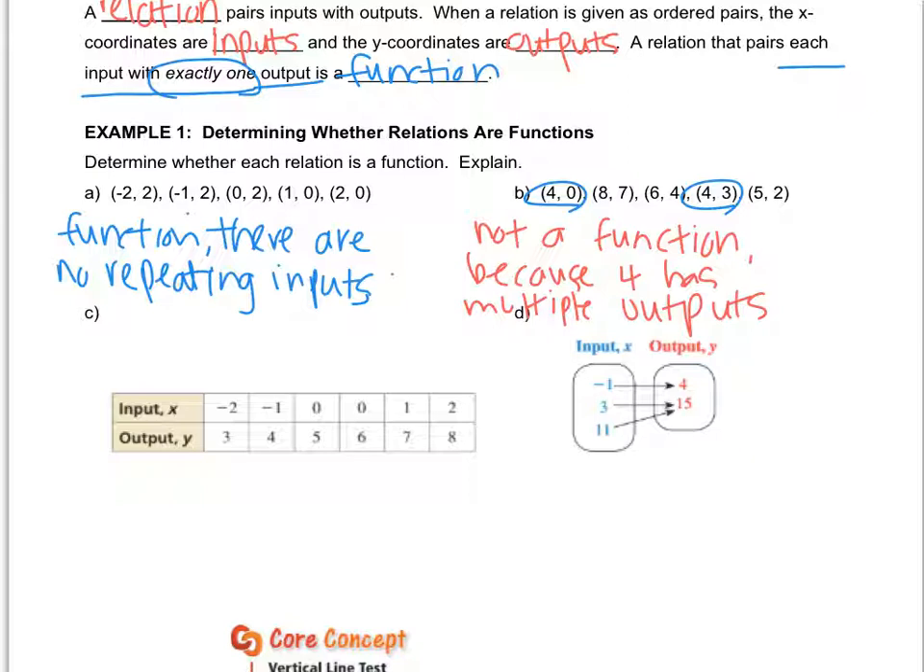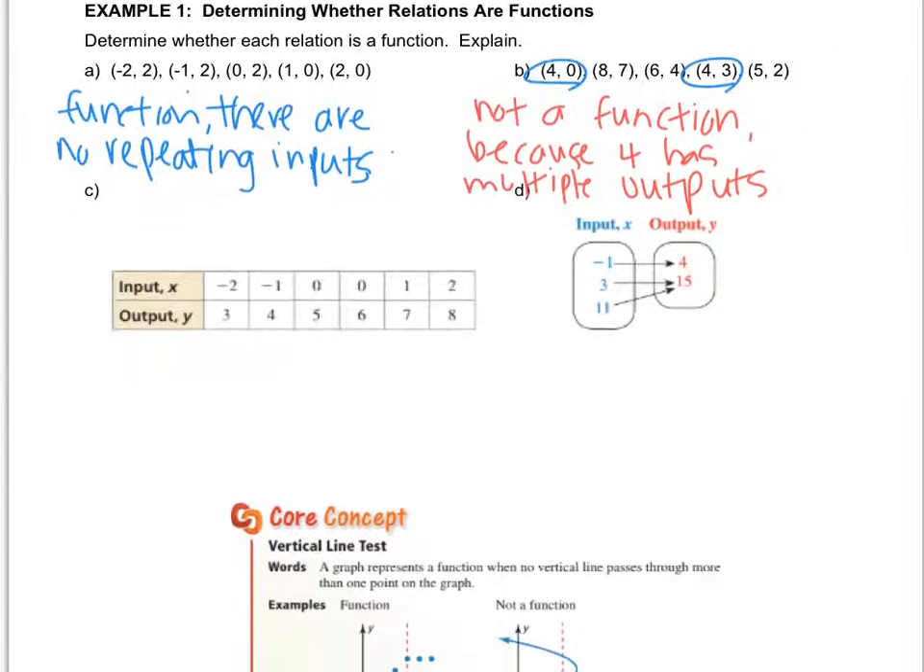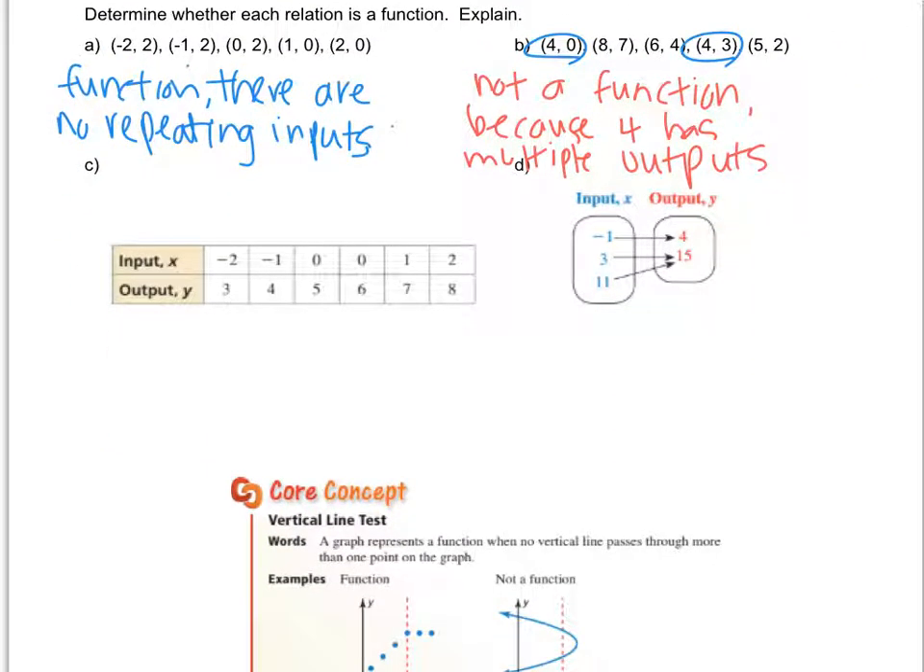All right, let's look at it in a table format. This one's pretty easy to find the inputs. Do any of the inputs repeat? Yes, right here. Okay, so do they repeat with different outputs? Yes, they do. So because 0 repeats itself with a different output, it makes it not a function. Our explanation is almost identical to letter B, but instead of 4 being the repeat, it's going to be 0.